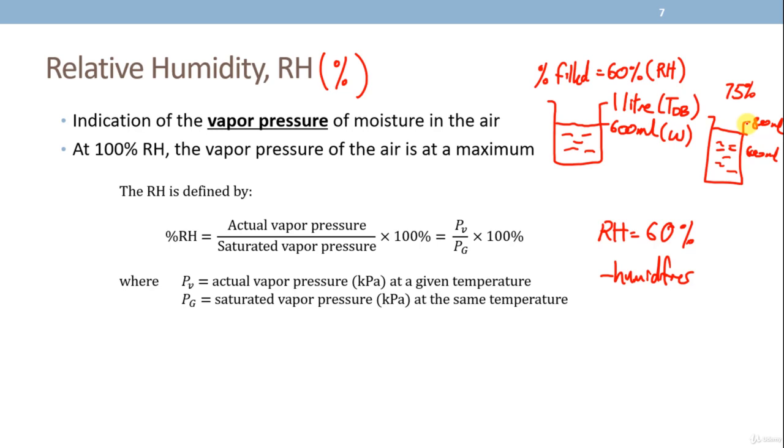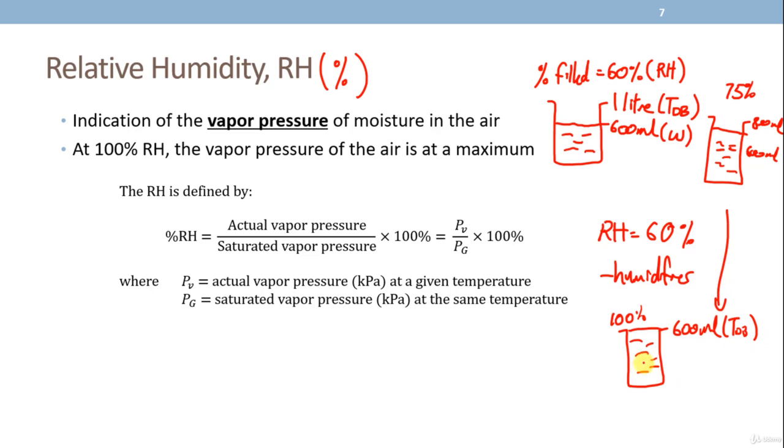That is to say, if we reduce the dry bulb temperature of the air, the RH will increase accordingly. Alright, so let's bring it one more step further. If I reduce the container size until it is the same size as the amount of water inside, what will happen? So at this point of time, your RH is 100%.